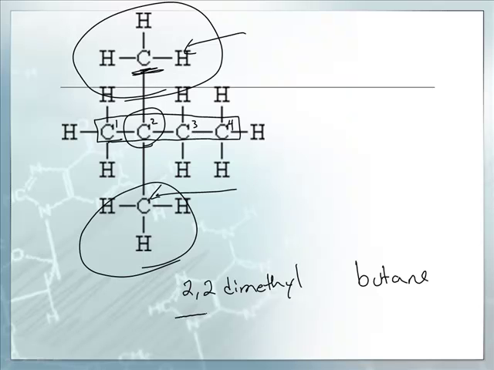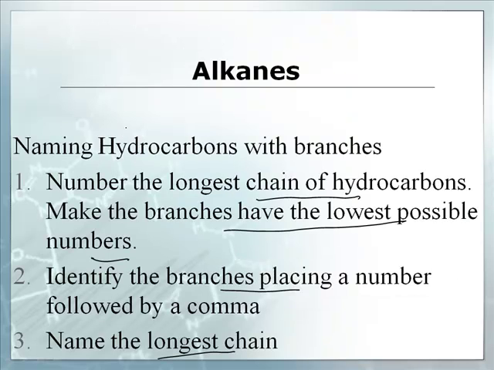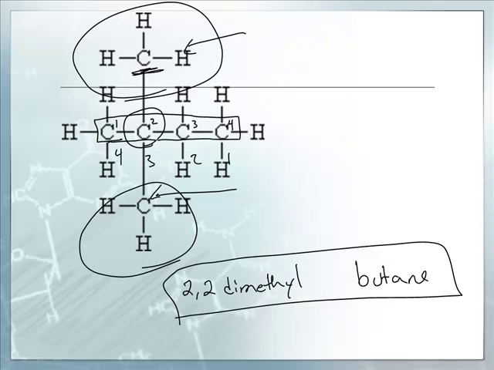butane. Now, why didn't you start numbering from the other carbon, where you have the numbers 1, 2, 3, 4? You could number also the other way? 1, 2, 3, 4, but the rule said, if you look at the rules, you want to have the lowest possible numbers, and a 2, of course, is smaller than 3. So that's how you do it.